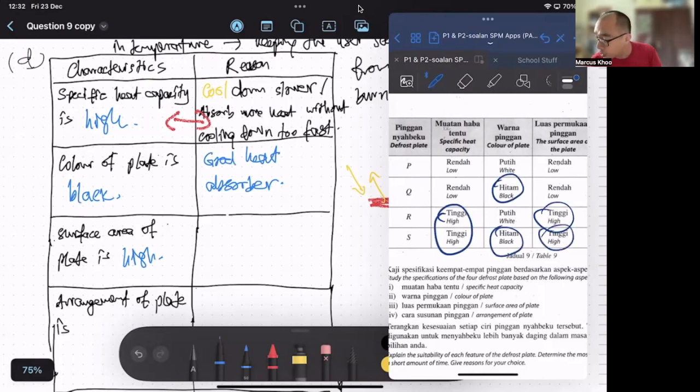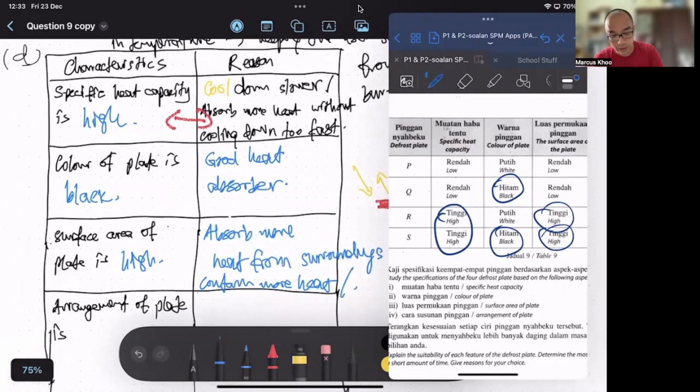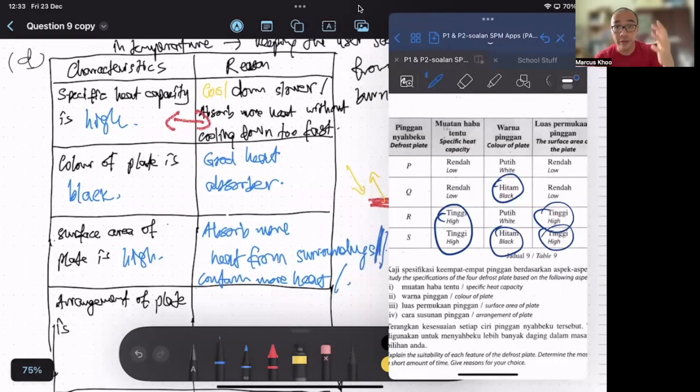And why do we want the surface area of the plate to be high? So that it's able to absorb more heat from the surroundings, or it can contain more heat, so that it can defrost the meat better.